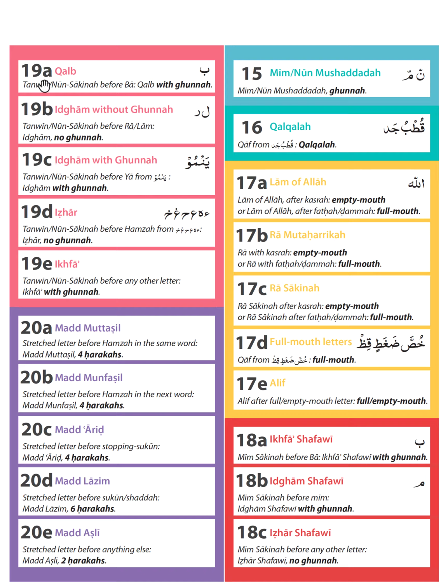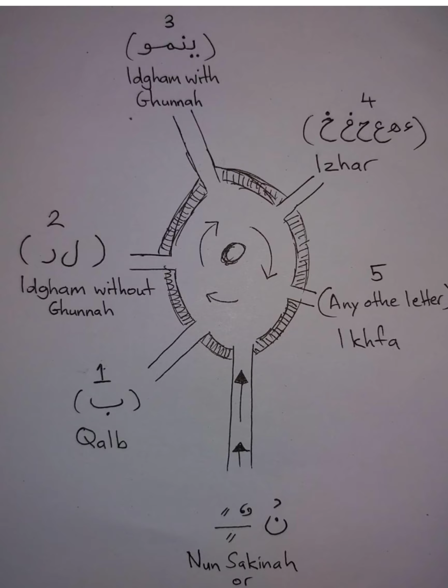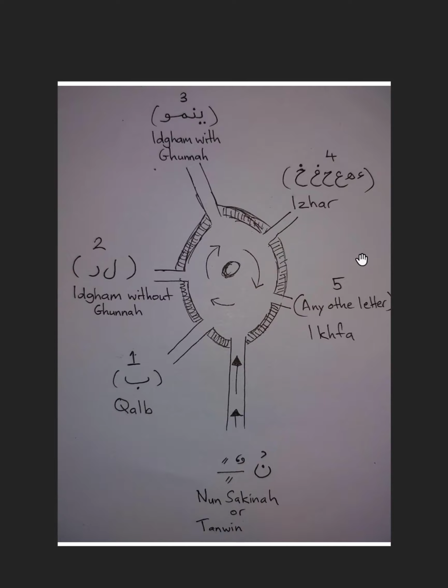So the way I like to explain this rule is by using the example of a roundabout. And the reason for that is, and I've kind of drawn a roundabout here, that when you come to a roundabout, you have to choose an exit. You have to find which exit is most appropriate for where you are going.